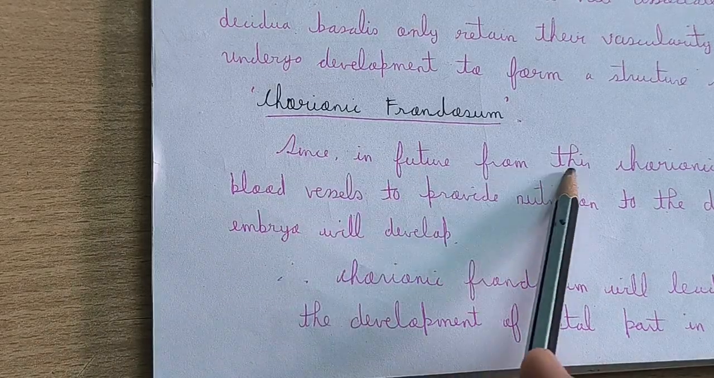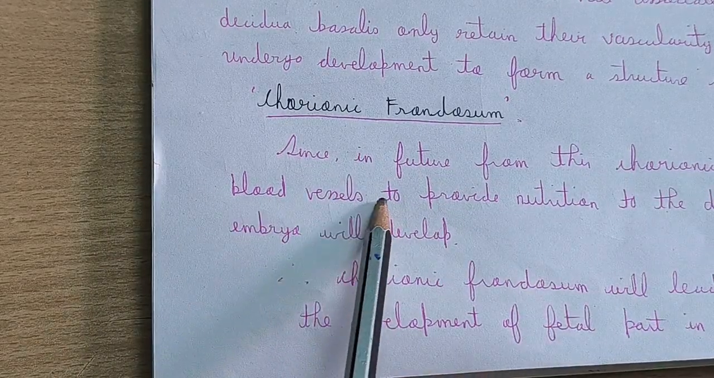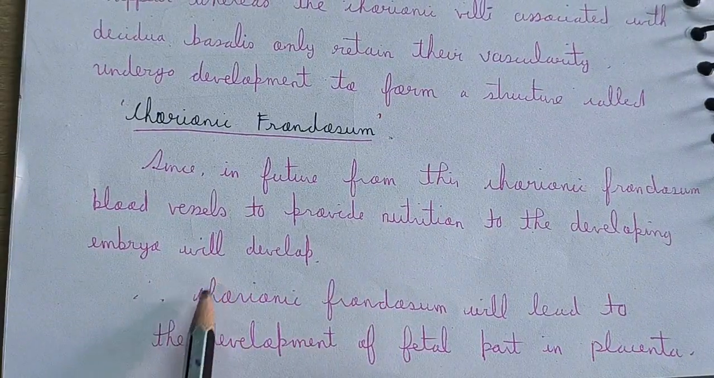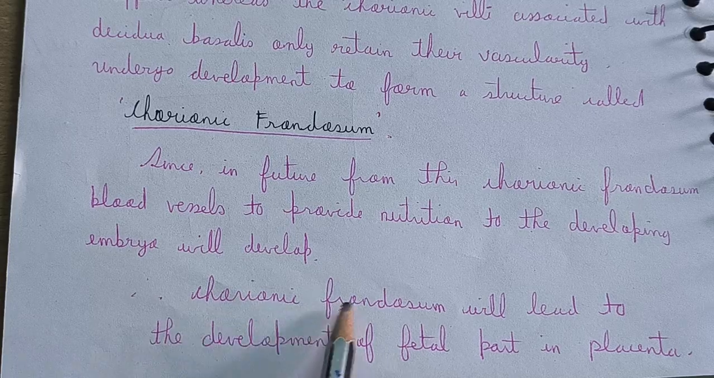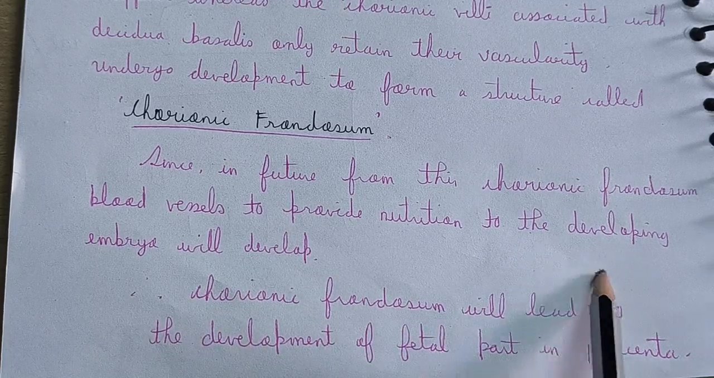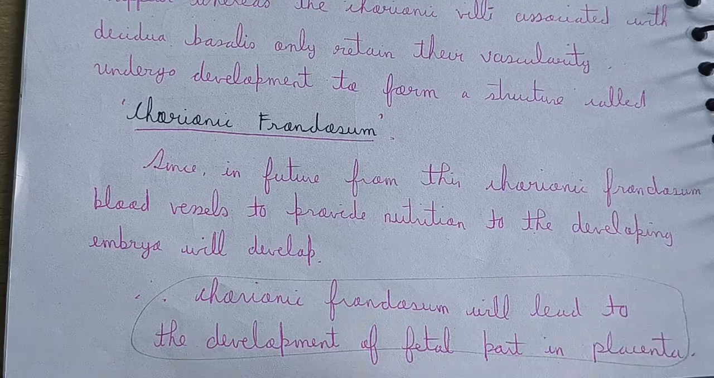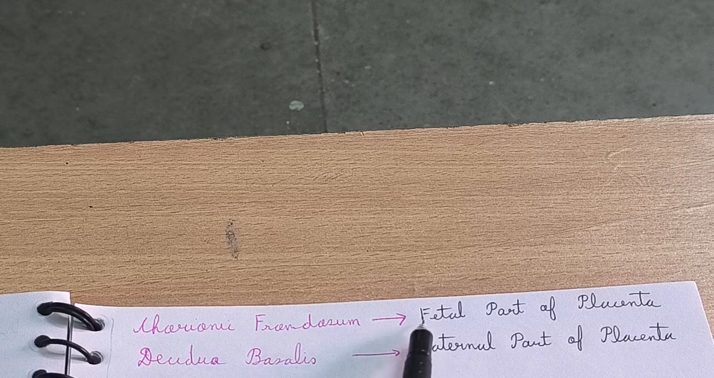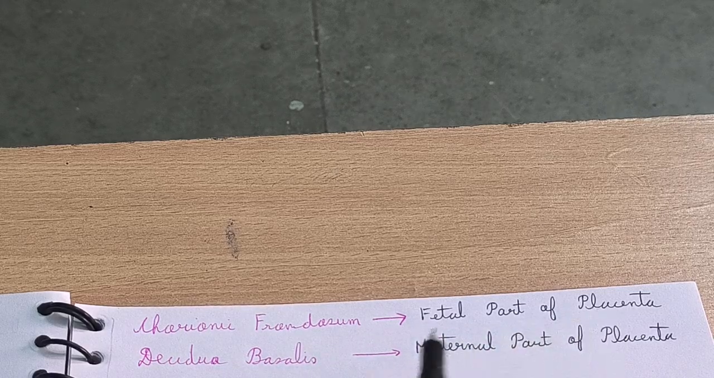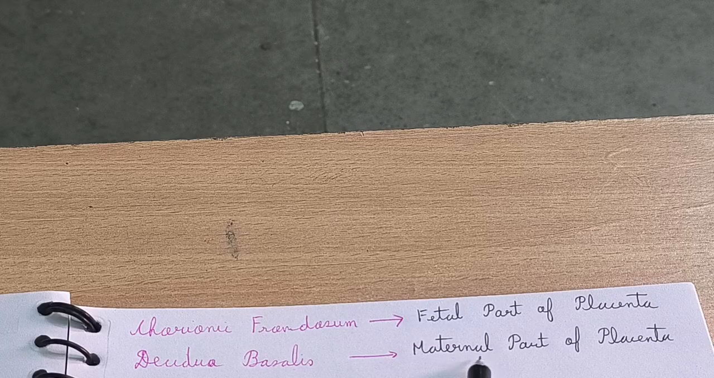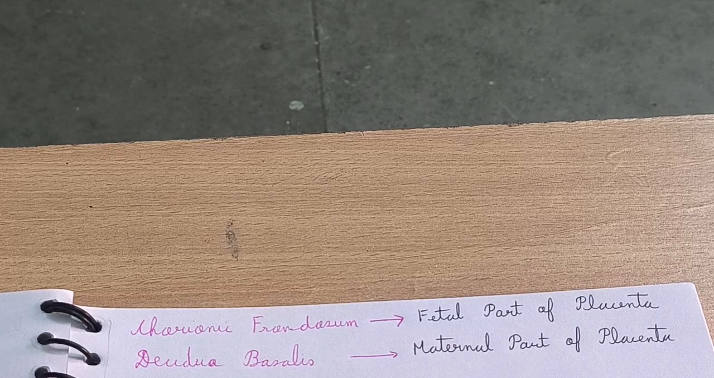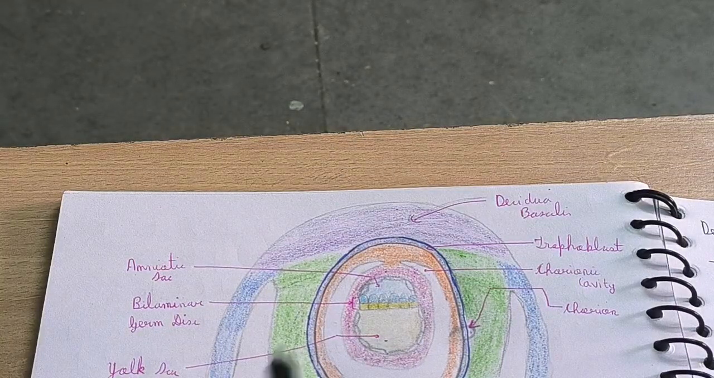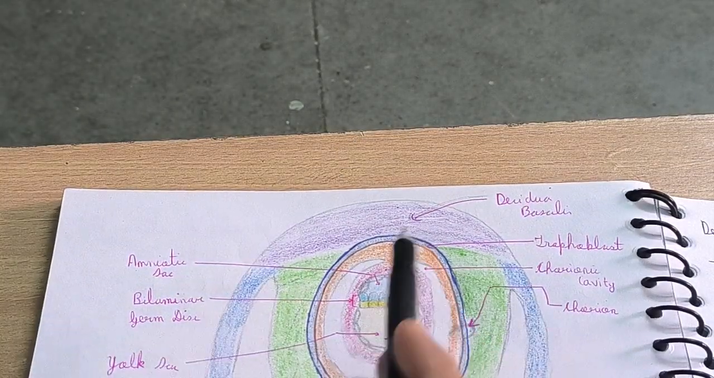Since in future blood vessels will enter from the chorionic frondosum in order to provide nutrition to the developing embryo, this chorionic frondosum will lead to the development of the fetal part of the placenta. So these are the two very important parts: chorionic frondosum will form the fetal part of the placenta, and Decidua Basalis will form the maternal part of the placenta. So if you want to know what is Decidua Basalis, this is the Decidua Basalis.